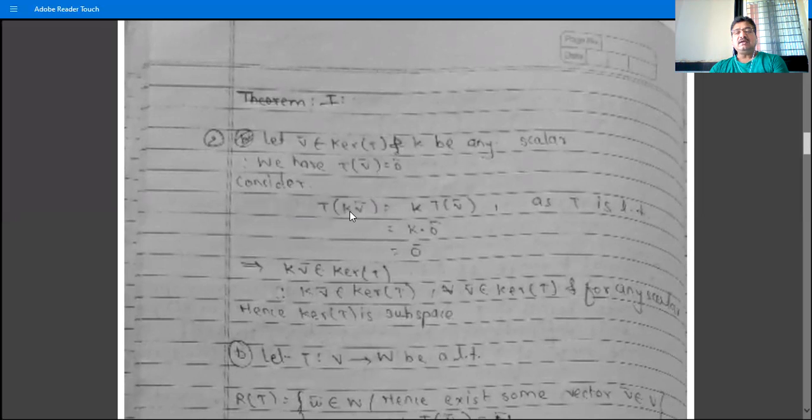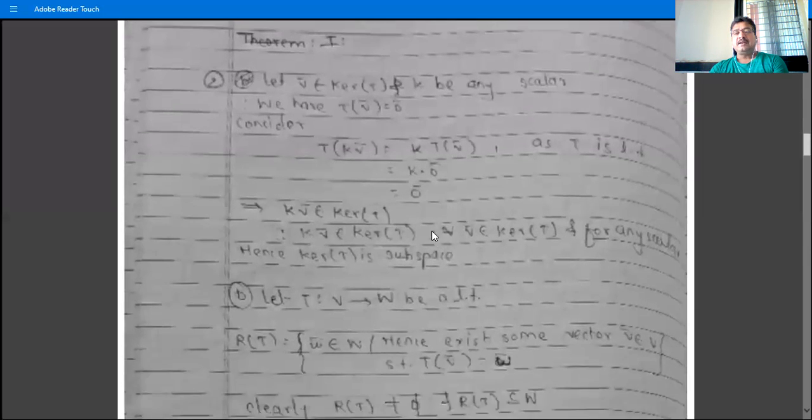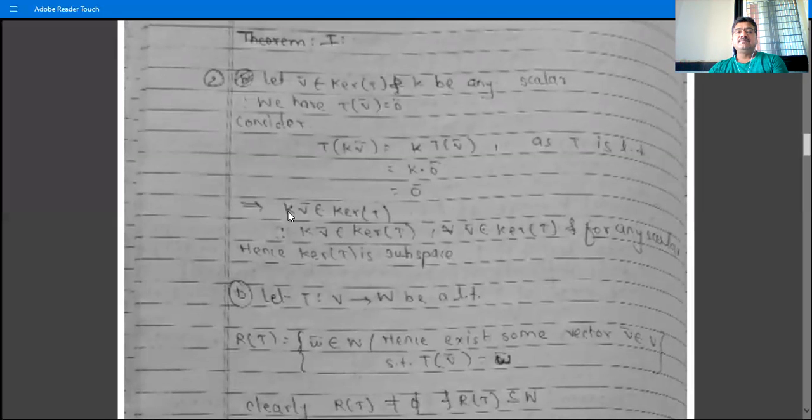So consider T k v bar, which is equal to k T v bar by using the second property of linear transformation. T k v bar is k T v bar, and T v bar is 0 bar. So k into 0 bar is 0 bar, and therefore k v bar belongs to kernel of T. Why is k into 0 bar equal to 0 bar? Because of the properties of vector space. There are 10 properties of vector space, and out of those, this is one property: k into 0 bar is 0 bar. So k v bar belongs to kernel of T, because T of k v bar is 0 bar.